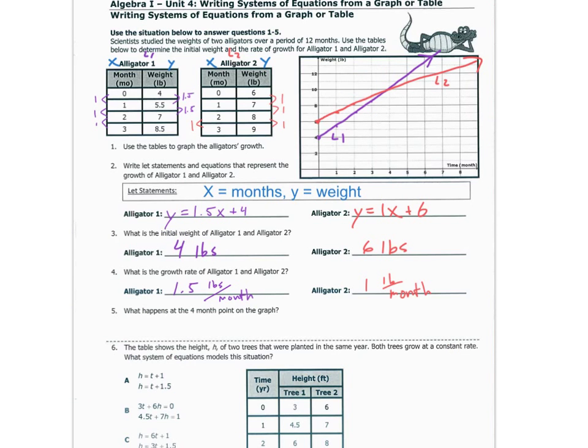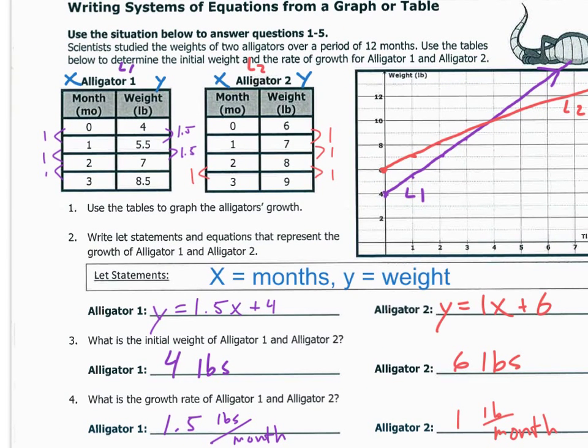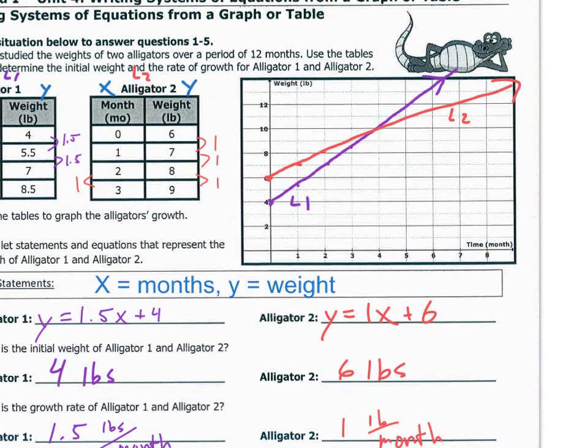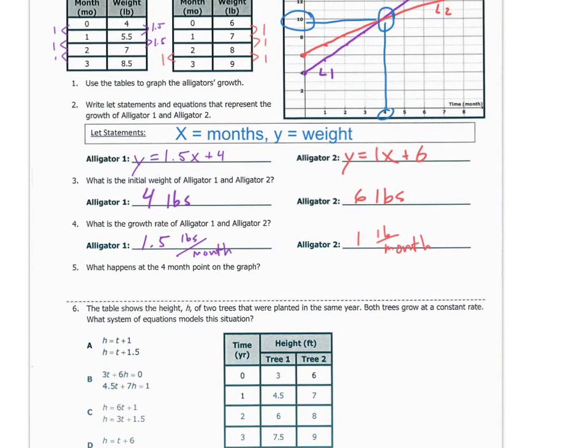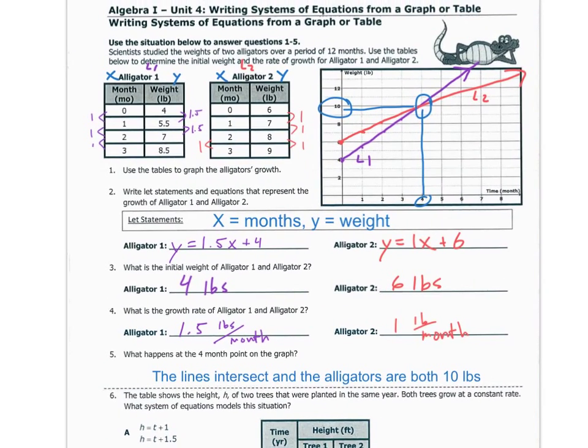And now it asks us what happens at the 4-month point on the graph. So if I look at my table up here, it doesn't quite get to 4. Both of them stop at 3 months. But since we just graphed it, we can look over here, and if I go to my graph at the 4-month period and I look up here, we'll see that that's the intersection point. And right there, both of the alligators weigh 10 pounds. So we can say at the 4-month point on the graph, the lines intersect and the alligators are both 10 pounds. We can also see this by using our tables.